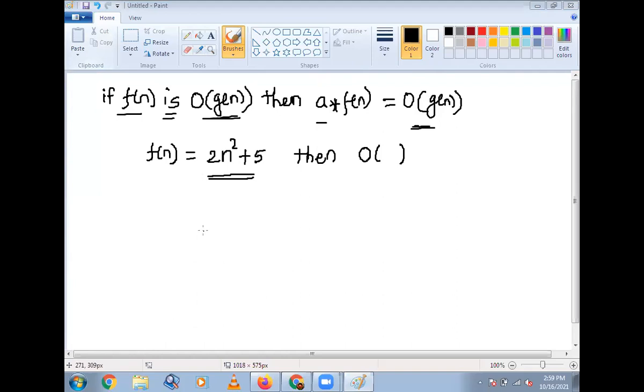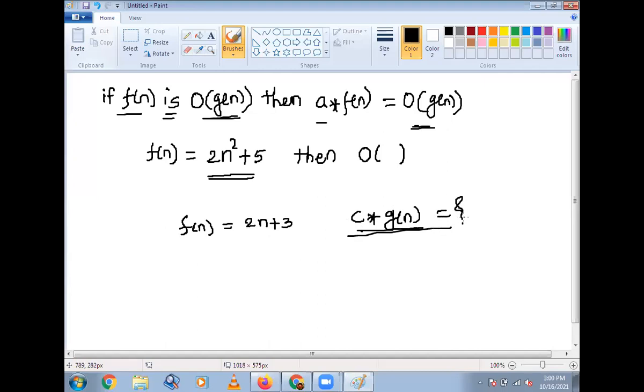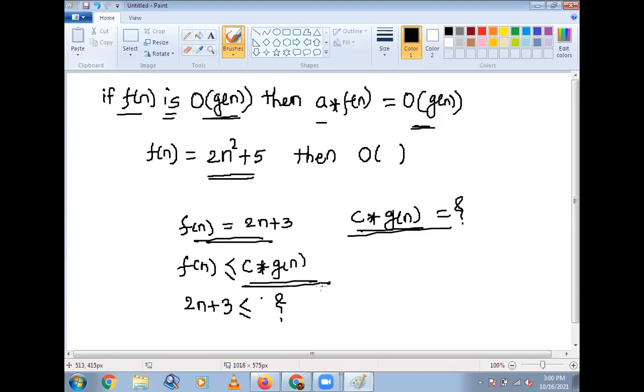Okay, let us see another example. We have seen a previous example, f of n is equal to 2n plus 3. Then we have to find c into g of n. What is the value of c into g of n? I want to express this example in this format: f of n is less than or equal to c into g of n. So here you have given f of n is equal to 2n plus 3 less than or equal to, what is the value here, c into g of n?